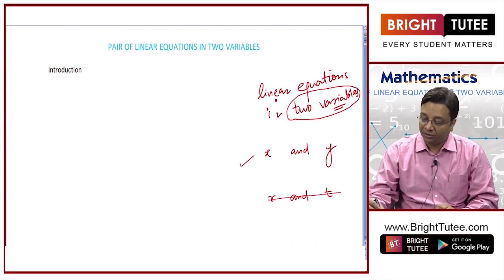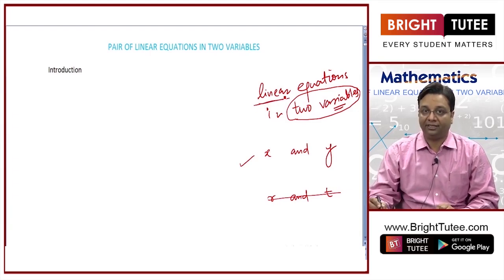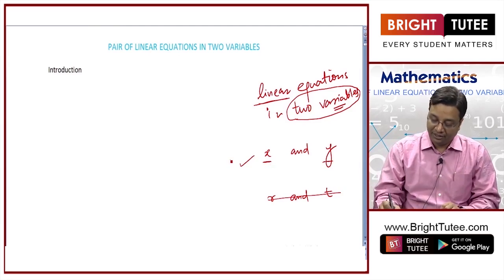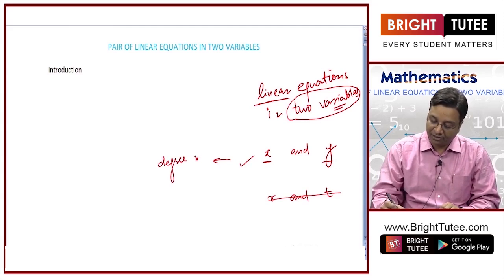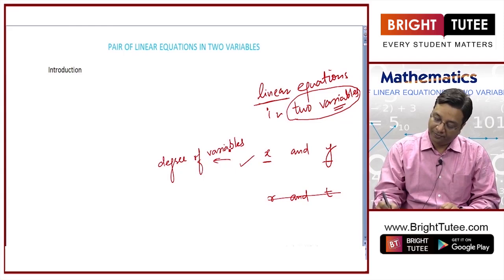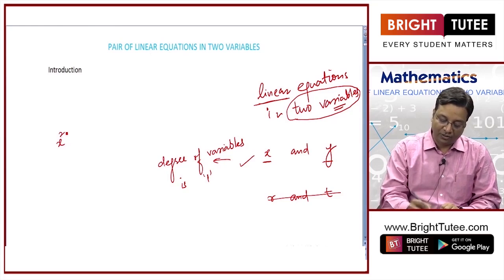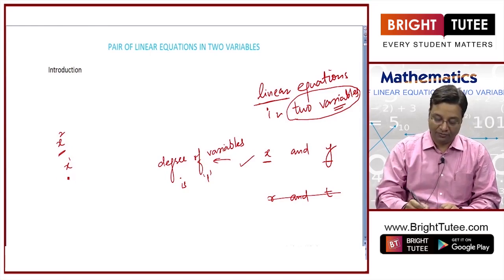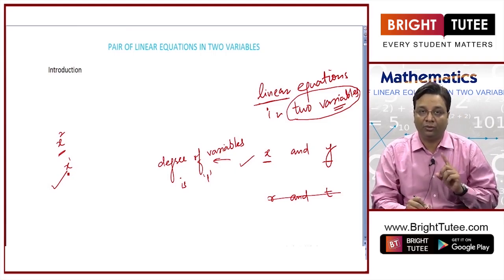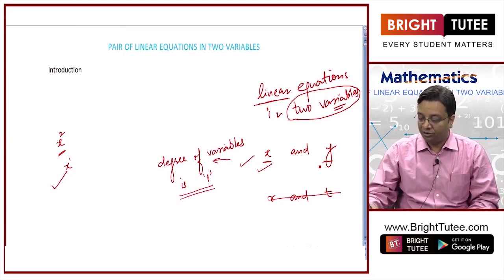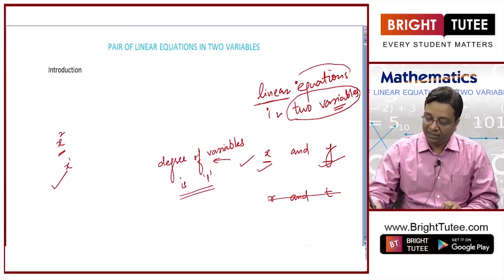Okay, and it is linear in nature. What does it mean? That the degree of these variables is 1. Okay, what does it mean? That x square has got a degree of 2, right? X has got degree of 1. So we are talking about this expression here. X and y will have their powers as 1 only, right? So degree of the variable is going to be 1, and there are going to be two variables involved, and there has to be an equation.